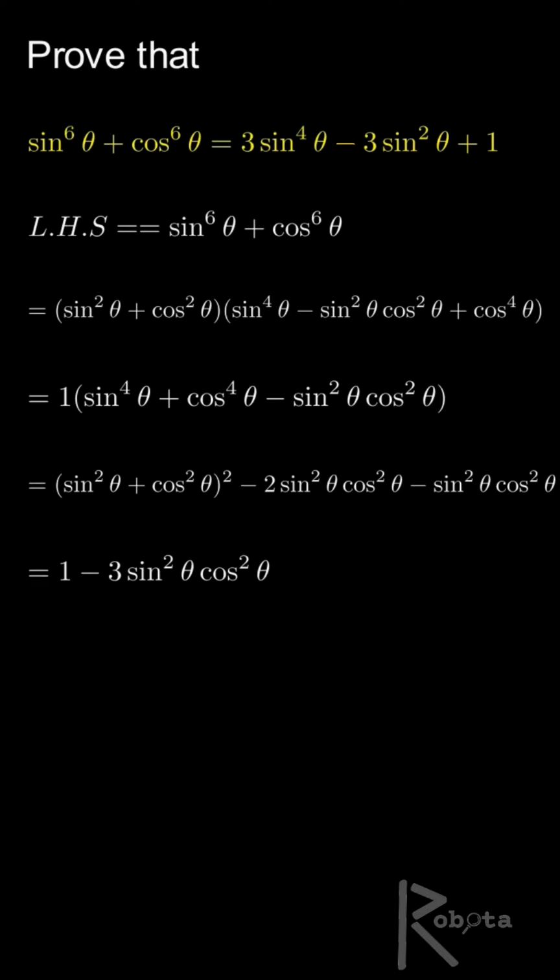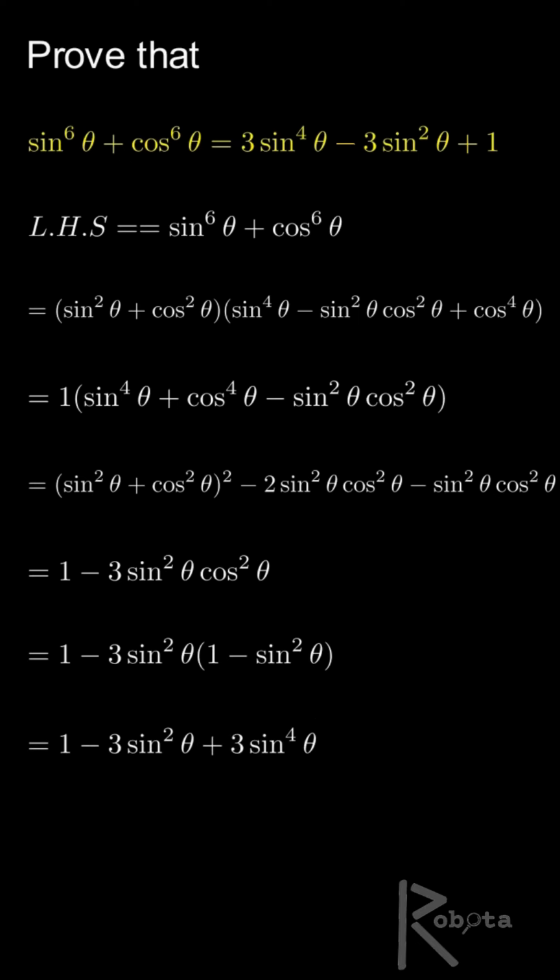Now recall that cosine squared theta is equal to 1 minus sine squared theta. So we substitute that into the expression. 1 minus 3 times sine squared theta multiplied by 1 minus sine squared theta. Multiplying that out gives us 1 minus 3 times sine squared theta plus 3 times sine to the fourth power of theta. Now rearrange the terms: 3 times sine to the fourth theta minus 3 times sine squared theta plus 1.